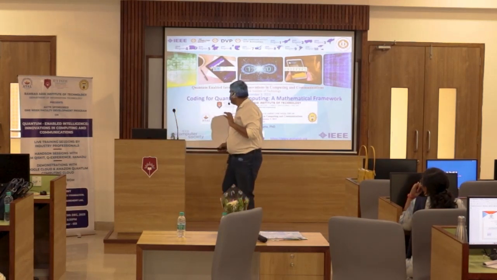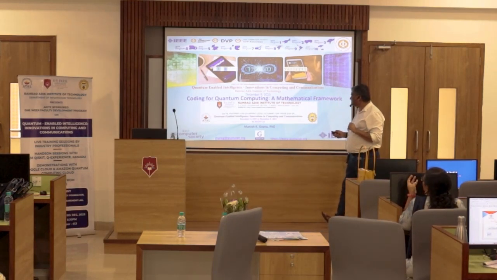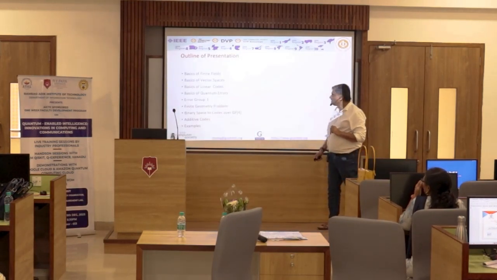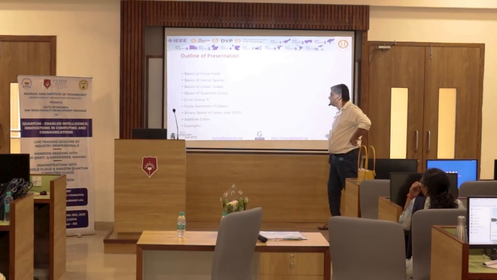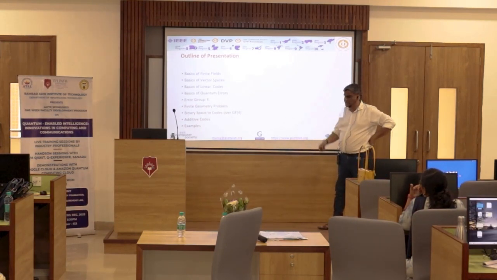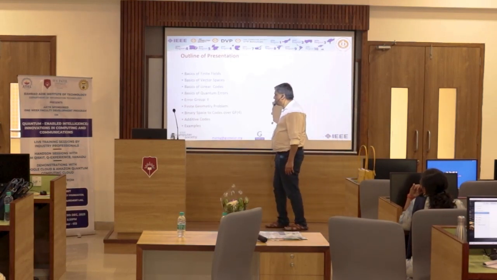Okay. So that's why I call it coding for quantum computing. So I am going to cover some finite fields, vector spaces, linear codes in detail. Then basics of quantum errors. There are two kinds of errors as I mentioned. And then the combination, like bit flip with phase flip, and the combination. And normally, phase flip happens more.